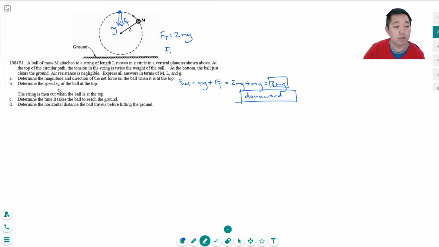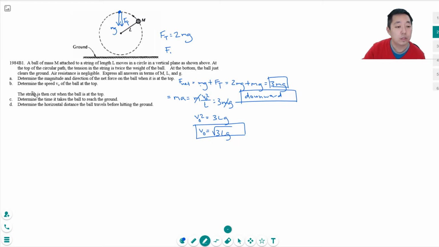Determine the v naught of the ball at the top. Well, we know that this F net has to equal the centripetal force, ma, which is equal to mv squared over r. In this case, r is L, and this is v naught, so mv naught squared over L. Okay. And that has to equal 3 mg. The m's cancel, and I solve for v naught. So v naught squared is equal to 3 Lg, and so v naught is equal to the square root of 3 Lg.